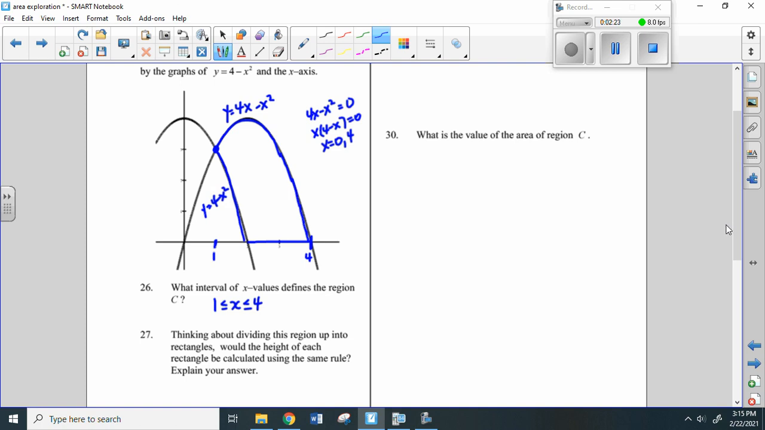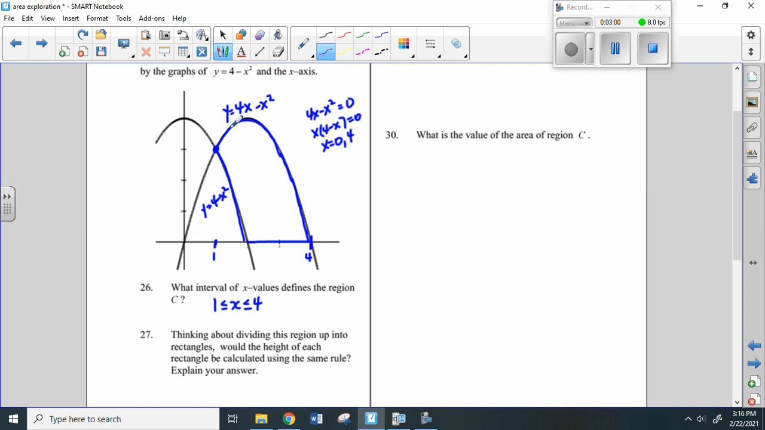Now the next part says, thinking about dividing this region up into rectangles, would the height of each rectangle be calculated using the same rule? What they mean is when I go to draw my representative, what did we call it in the last one? Just like a strip. When we go to draw our representative strip, to be our thin rectangle, the idea is no matter where you draw it, would the way we calculate the height be done exactly the same? You need to think about that for a minute.